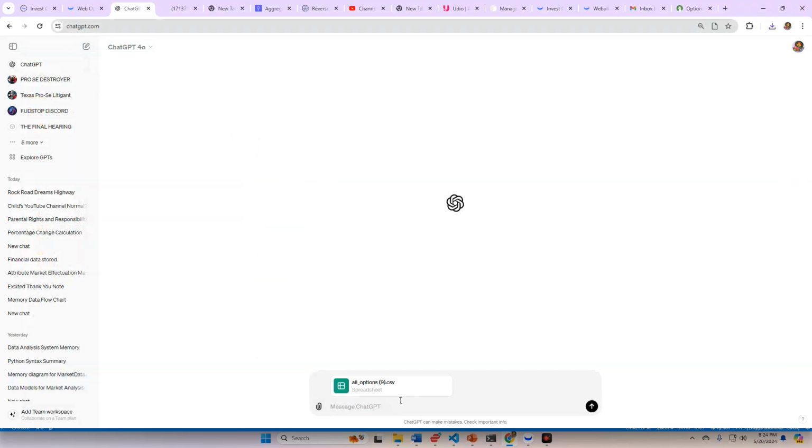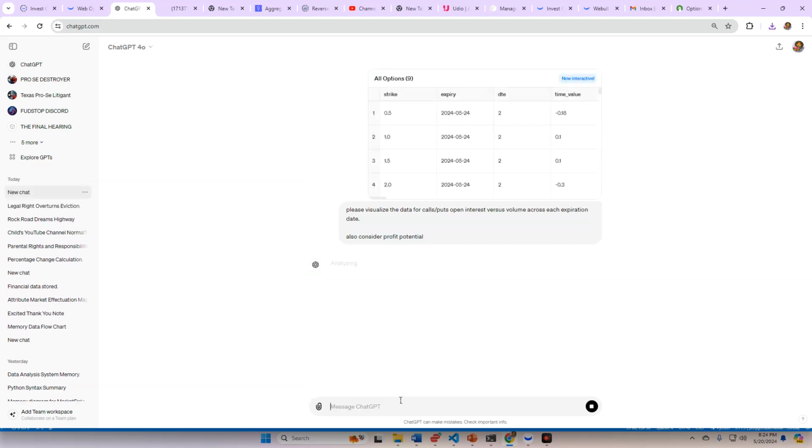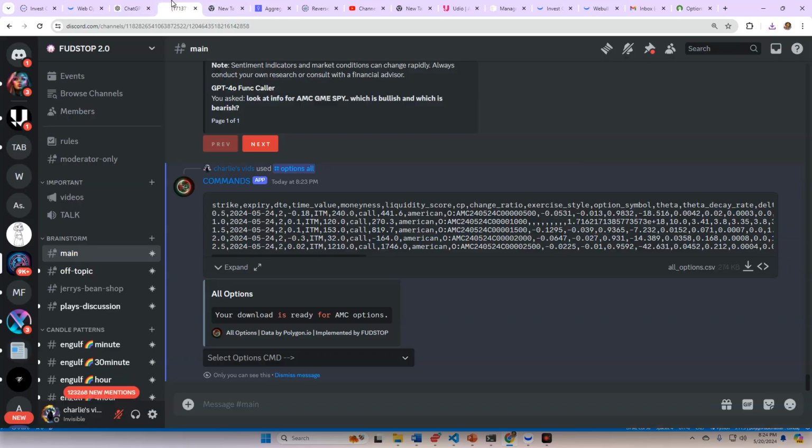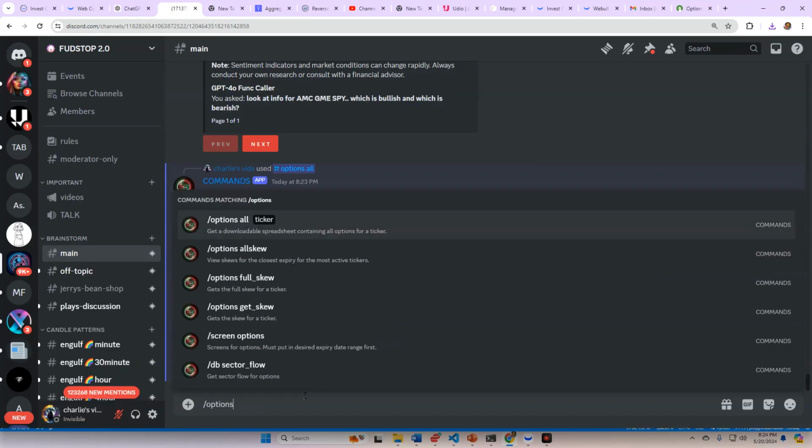And this is AMC first. Please visualize the data for calls, puts, open interest versus volume across each expiration date. Also consider profit potential. Because remember, we looked at this a while back, and it showed that the profit potential was spiking up to the 21st of June. Then it considerably dropped off. So we're going to see if that is still the case once we can get a nice visual of the data from the spreadsheet. While this is working, I'm going to go ahead and get the GME data, options all, GME.